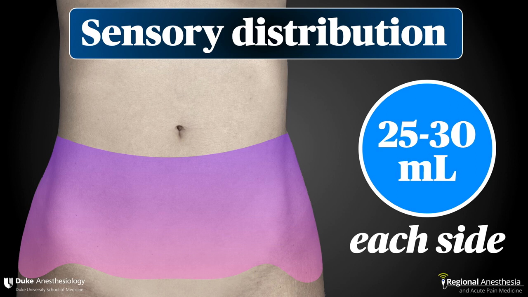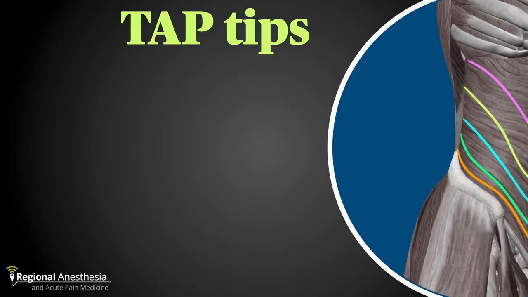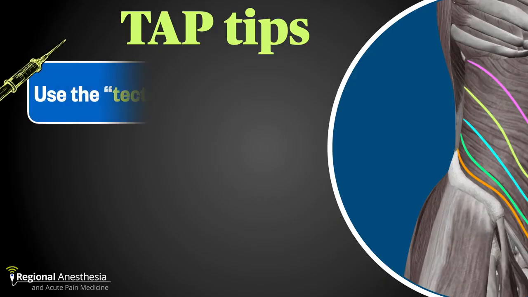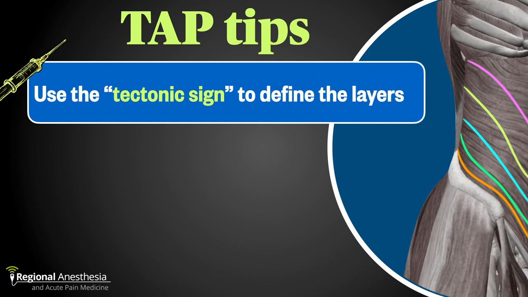What TAP is less ideal for is anything above the umbilicus. It really isn't designed for that, and we have other blocks such as the subcostal TAP, the QL, and the ESP block. And here are some TAP tips. Number 1, use the tectonic sign to define the layers.